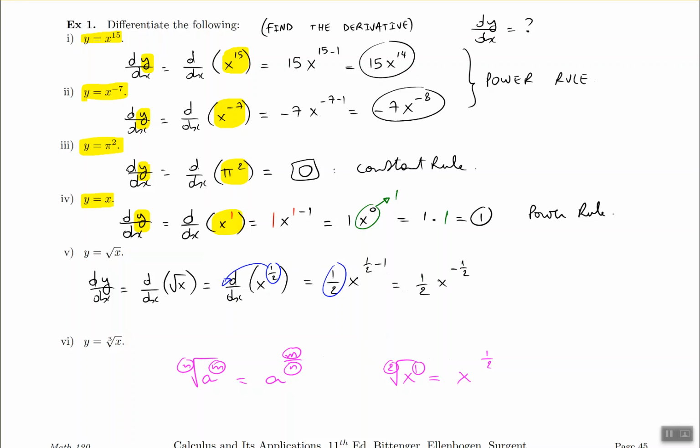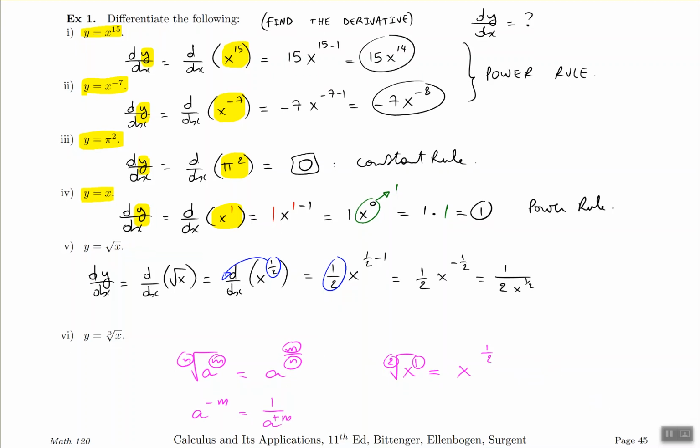Now again, what does it mean to have a negative exponent? What do we mean when we write a to the negative m? From the review again, from the beginning of the semester, this is the same thing as 1 over a to the power of positive m. So it means that it wants to be on the denominator. So the x wants to be on the denominator. So it wants to be 1/2 x to the power of 1/2, just like that. And now we can rewrite it if we want as a radical with 1 over 2 square root of x.